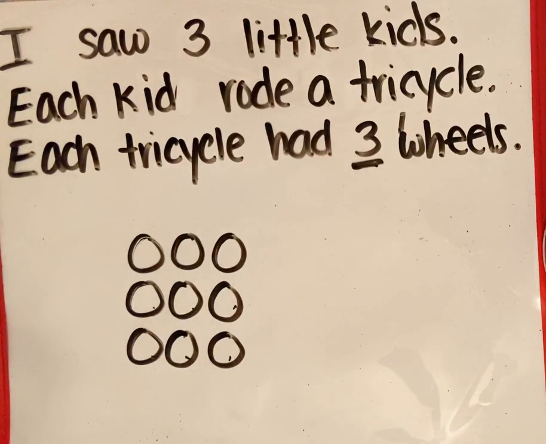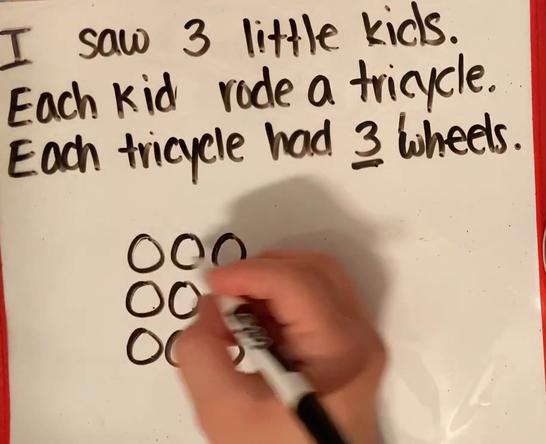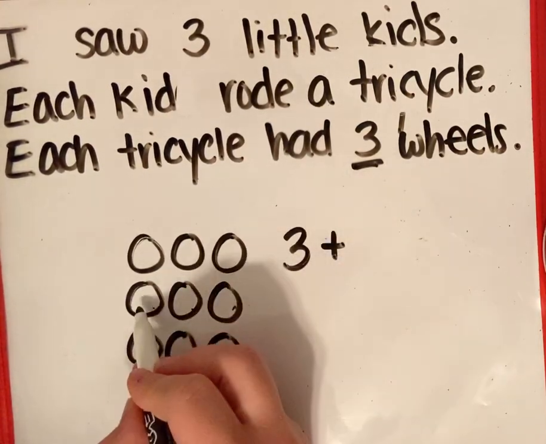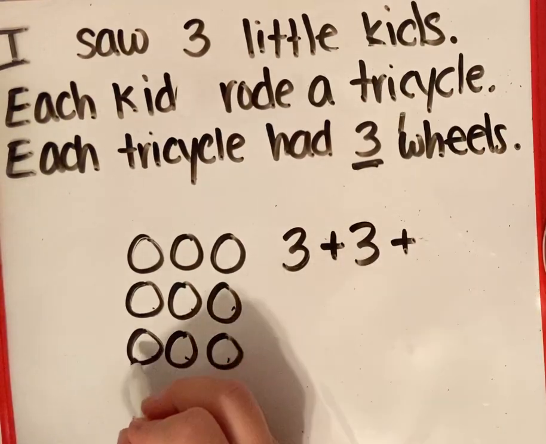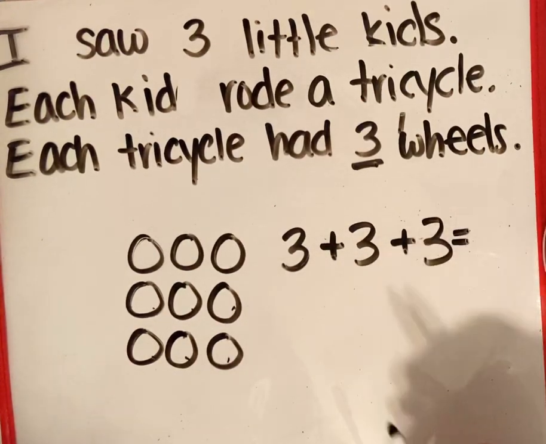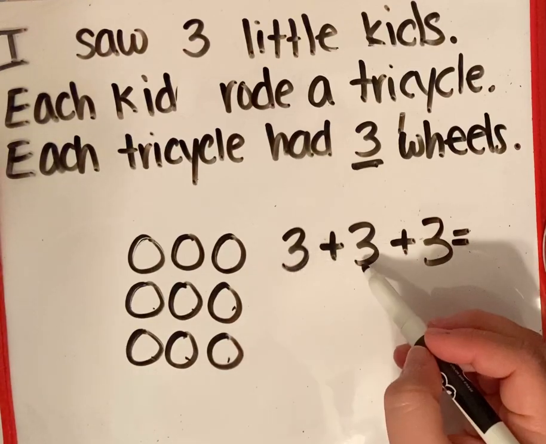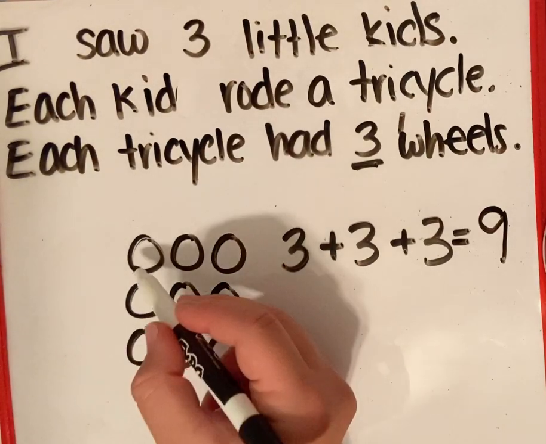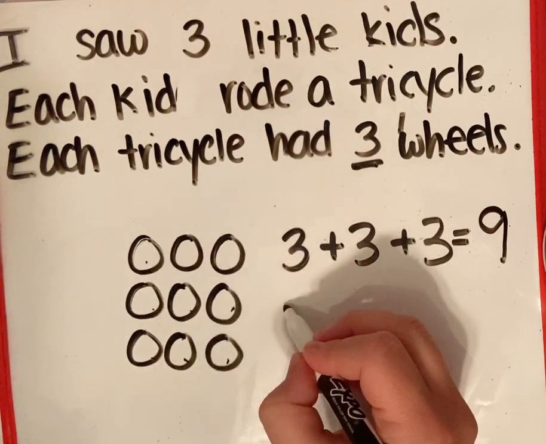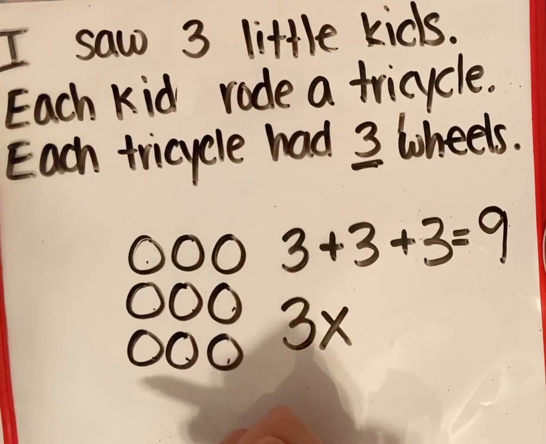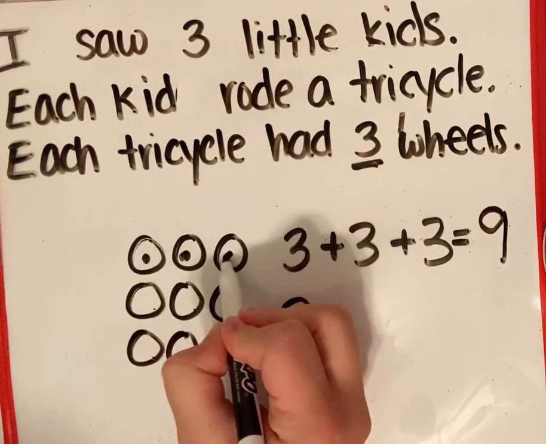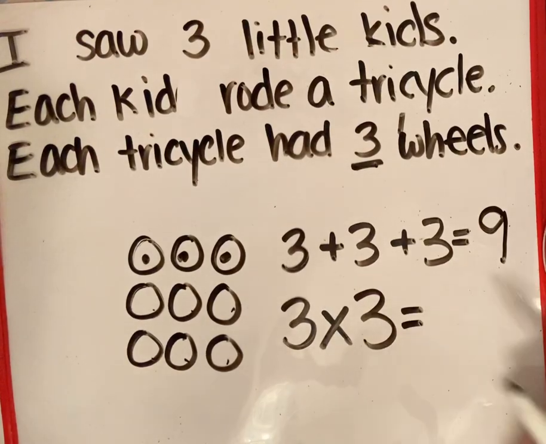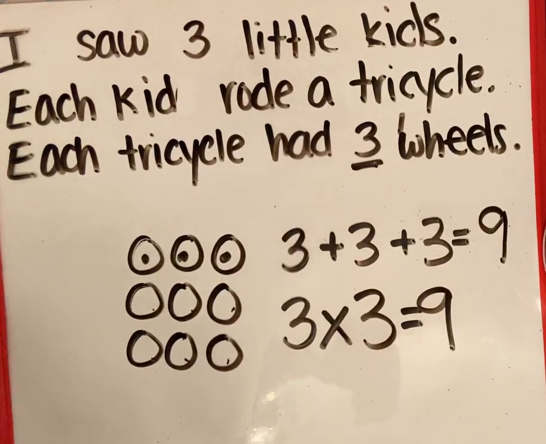Now I can use repeated addition or multiplication. I'm going to do both. So how many in the first row? 3. Plus how many in the second row? 3. Plus how many in the third row? 3 equals, well, 3 plus 3 is 6, plus 3 is 9. Or I can do multiplication. How many rows? 1, 2, 3 times how many in each row? 1, 2, 3. 3 times 3 equals 9. Because I know that from my repeated addition. Okay, have fun solving those super cool word problems today.